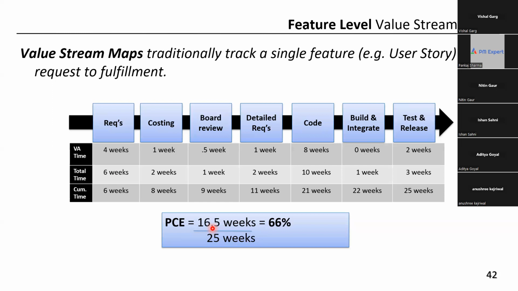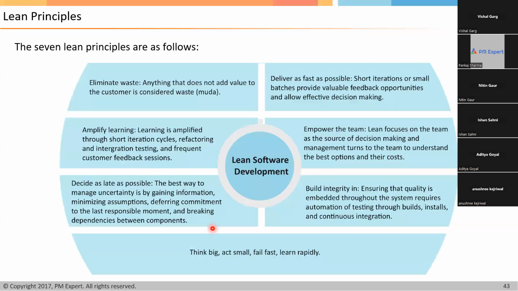Yes. Now, see, Lean talks about 7 very important principles. These are 7 important principles of Lean that we'll go through. Now, we have to read it one by one. First principle, eliminate waste. Anything that does not add value to the customer is considered waste or muda. We should try to eliminate it as much as possible. This is one of the principles of Lean. Second, deliver as fast as possible.